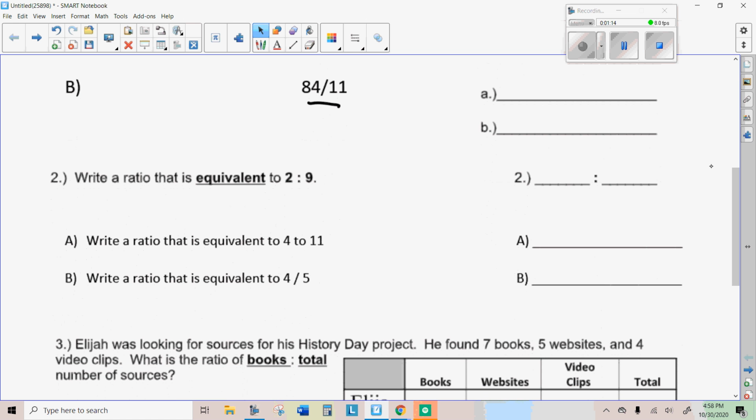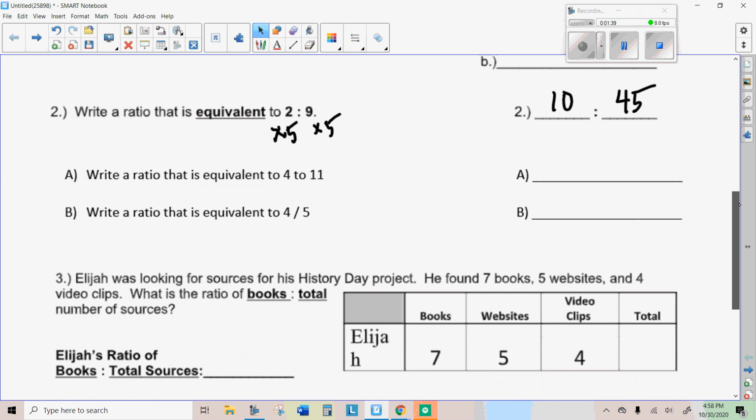Number 2 says write a ratio that is equivalent to 2/9. 2 to 9. Basically, as long as you multiply both parts by the same thing, so scale it up the same, you're going to have an equivalent ratio. The only reason I picked multiply by 5 is because I'm good at multiplying by 5. So 2 times 5 is 10, 9 times 5 is 45. Okay.